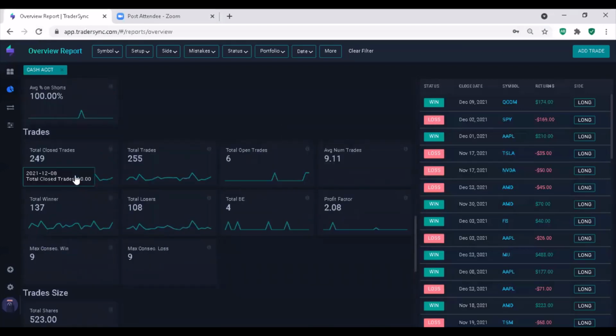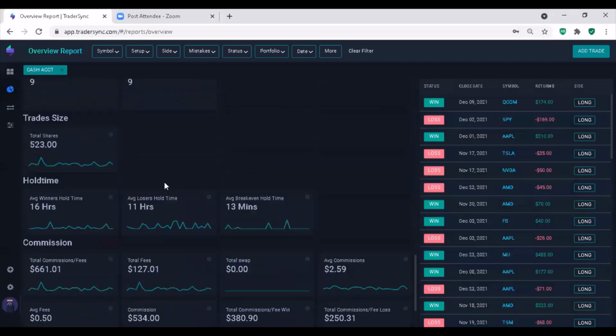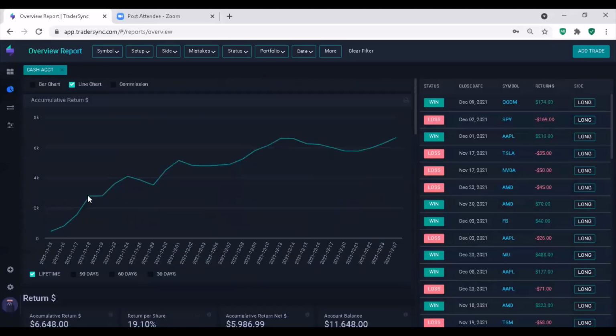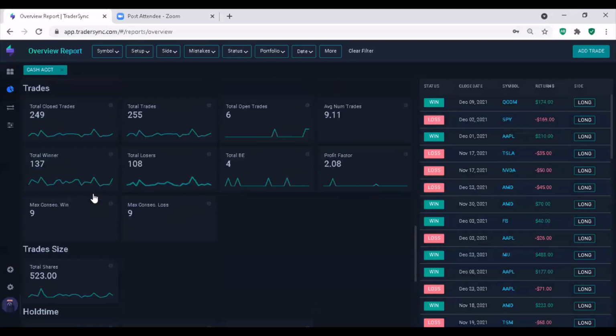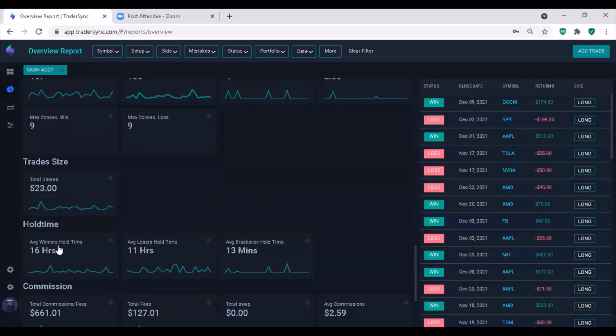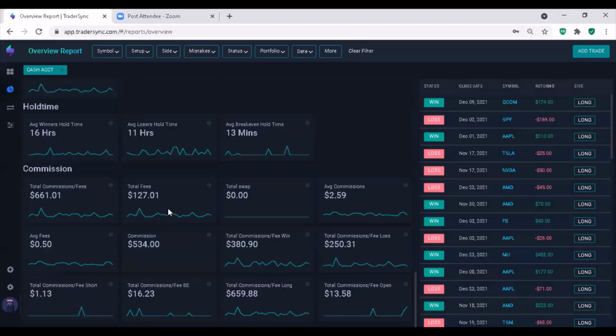It shows you how many trades you do. I mean, literally, it breaks down everything. Check this out, hold time. Average was 16 hours. Like I told you, I figured out that I make more money with overnight swings or swings. So I started doing more of them, and that's where all my profits really came from.